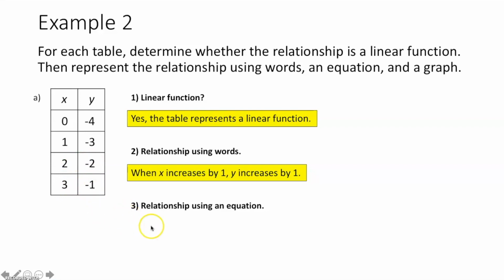So I'm going to write my equation y equals whatever the x value is, x minus 4. And that makes sense, right? I can now plug in each of these x values and I will get their corresponding y value. If I plug in 0 for x, 0 minus 4 is negative 4.